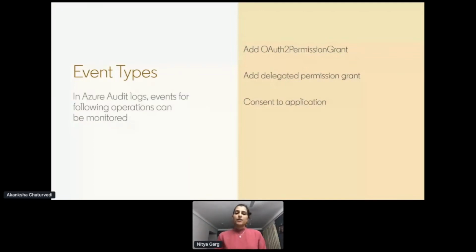And the last two event types are related to service principals. Service principals are the same as service accounts, but they are associated with applications. Add application role assignment to service principal is when a service principal is assigned an application role. And add policy to service principal is when a service principal is assigned a policy. So these two event types can be monitored for privileged actions like a new policy or new role assigned.